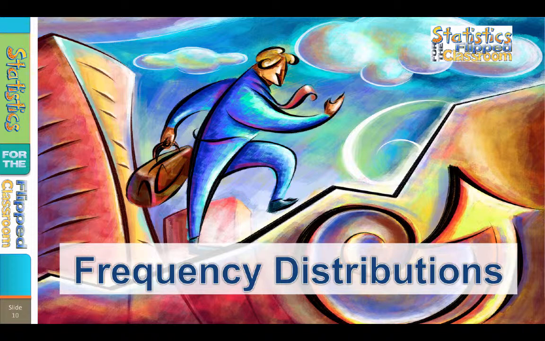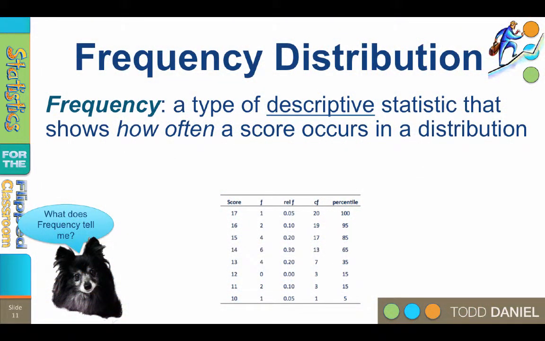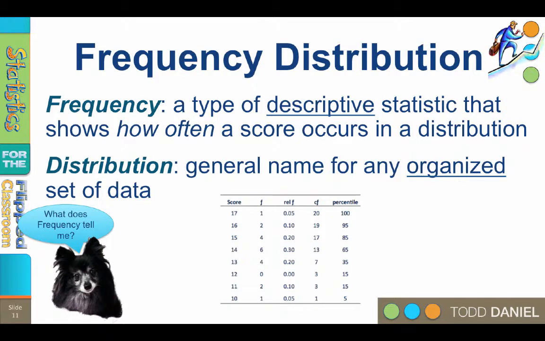A frequency distribution is a graphical display that helps us understand our data. It tells us important things about the characteristics of our data, such as how many scores we have in total, and how often each of those scores appear in our data set. Frequency is a type of descriptive statistic that organizes data into a distribution. A distribution is the general name for any organized set of data.